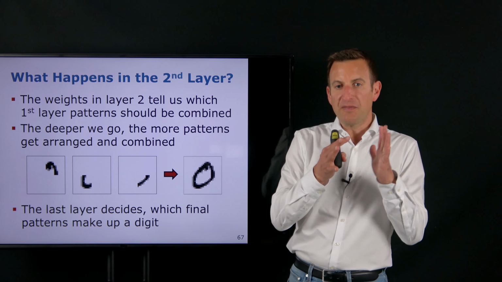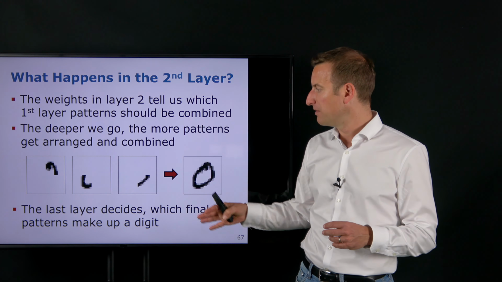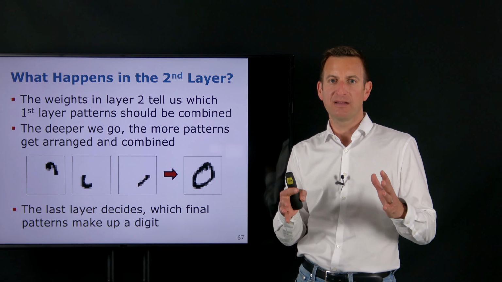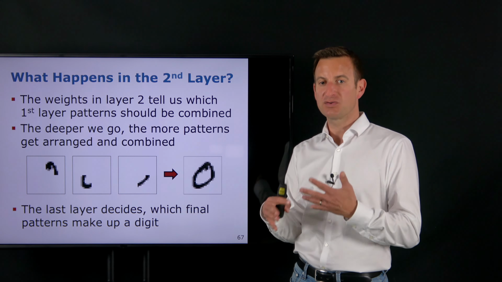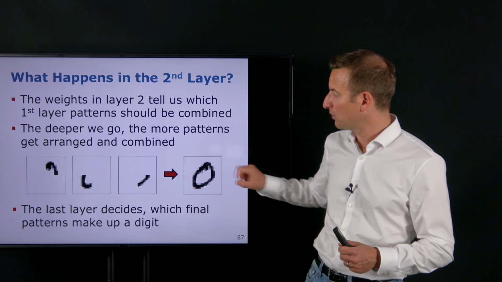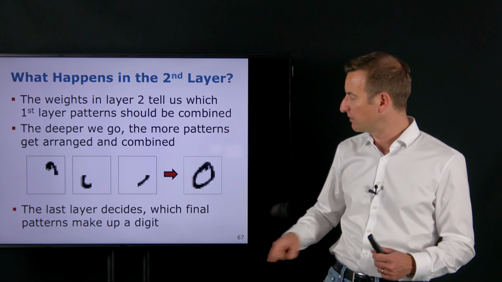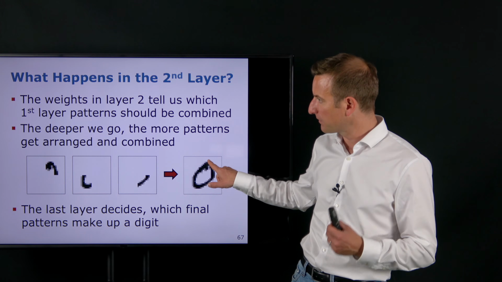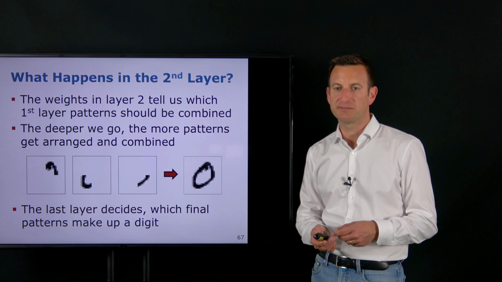So the further I go down in my network, the more patterns can get arranged, and the occurrence of this pattern is evaluated in order to generate the next signal. For example, there's one pattern which says if this is active, this is active, this is active, I will be switched on. And this is then the neuron which gets switched on if this pattern appears in the image.